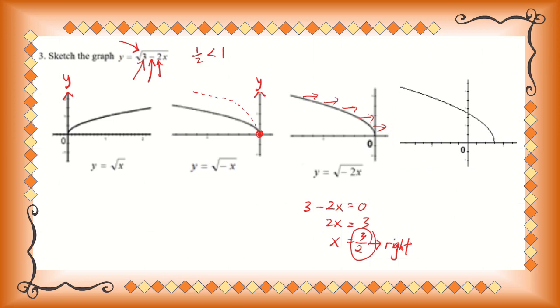Now we look at the critical point. Before shifting, it is 0. After shifting, this point will come to here. Because shifting is shifting 1.5, 3 over 2 to the right, so the 0 now becomes 3 over 2. So we need to label here 3 over 2.